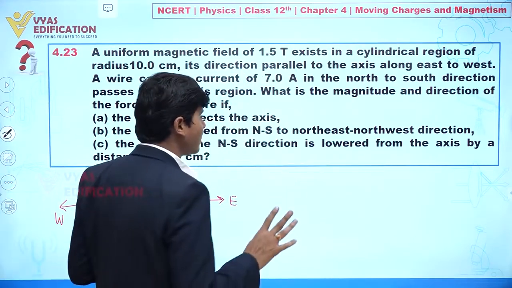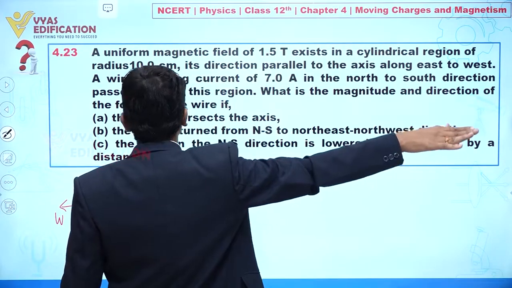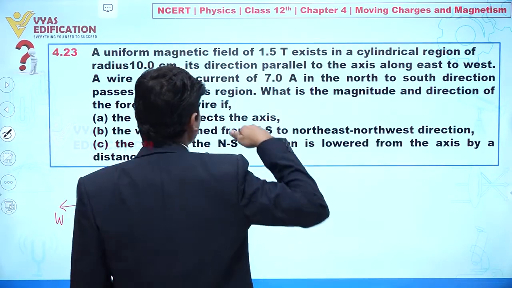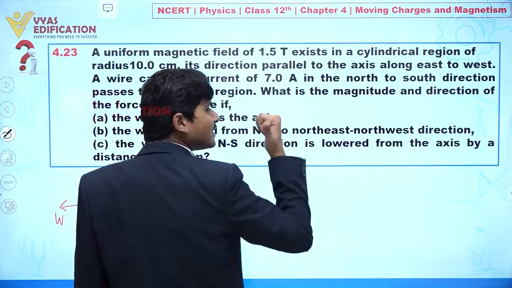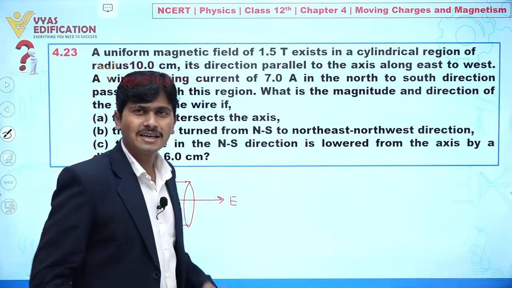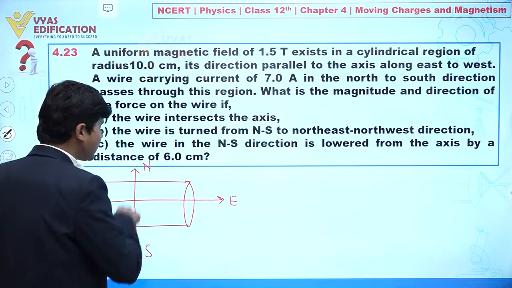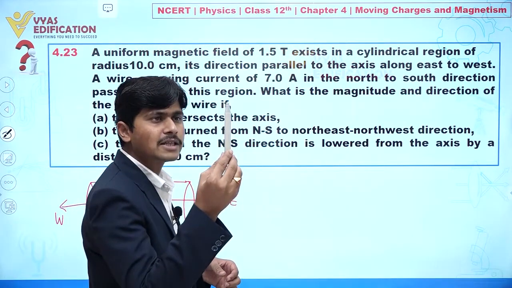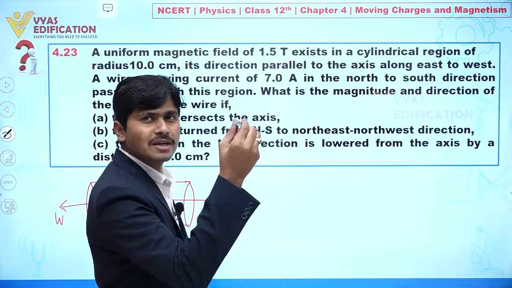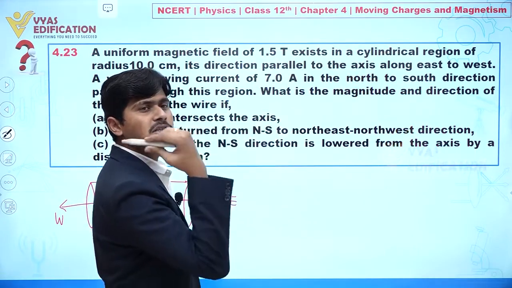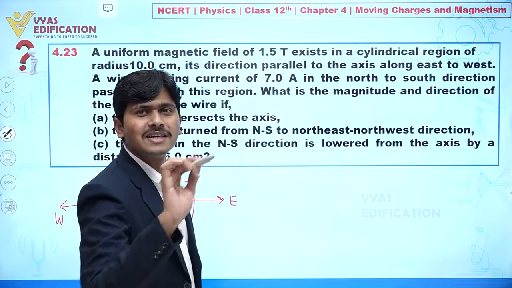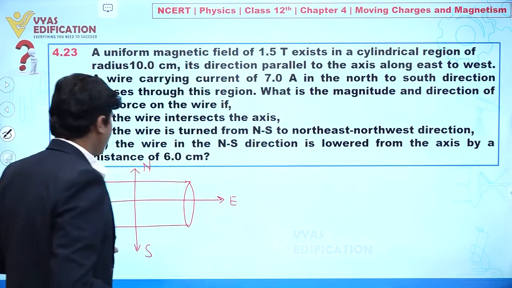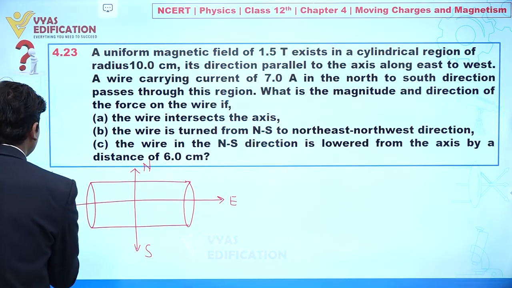You can see it like this. This is the east direction, this one is the west direction, this one is the north direction and this is the south direction. Clear to you? So if I am showing it like this, you have to assume we have a wire, this wire is like this. So this is east, this is west, this one is north and this one is south. Clear? So now we are going to solve the first part, part A.